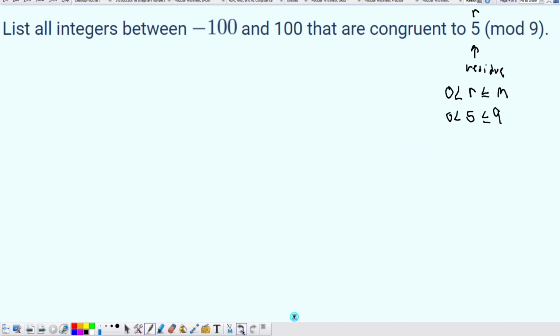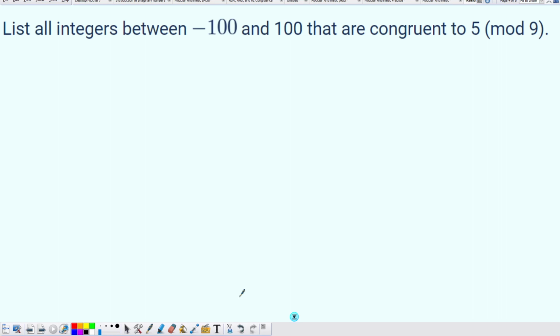Oh, whoa. I messed up those inequalities. Of course not. We can't have that. It's either greater than or equal to 0 or strictly less than 9, or whatever modulo we're working in. And in this case, 5 does fit that criteria. So what this question is really asking us is to find all the integers between negative 100 and 100 where the modulo 9 residue is 5.